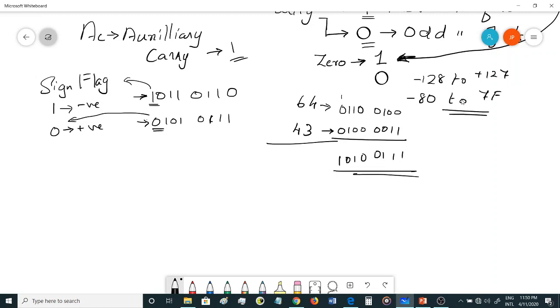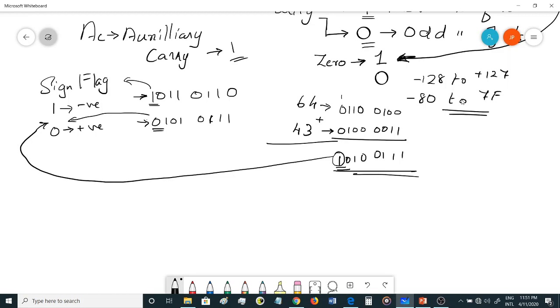When you look at this result, the first thing you look at is your MSB. Now your MSB is 1, which will be stored into your sign flag. What does it indicate? It indicates that your result is negative, but you added two positive numbers. You added 64 and 43, but you got a result as a negative number.